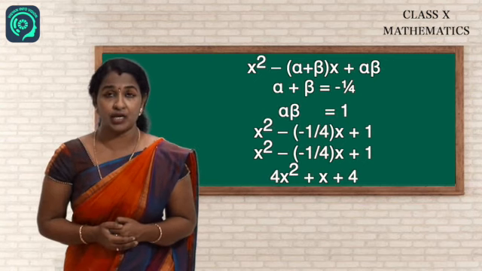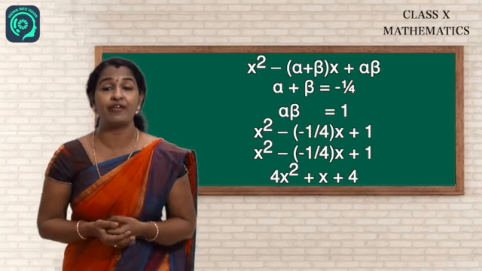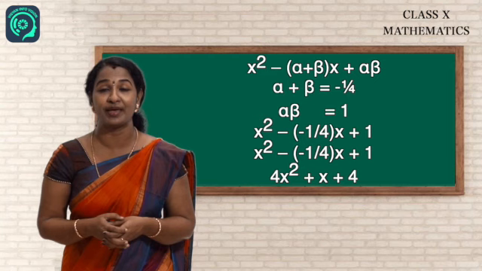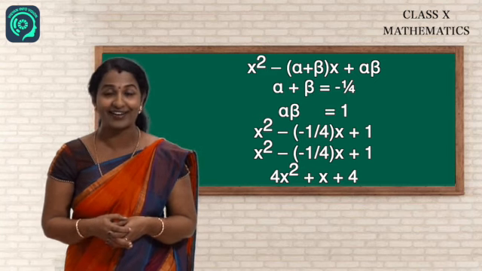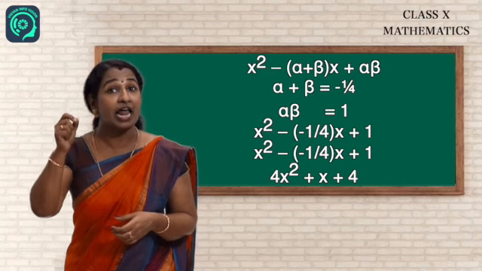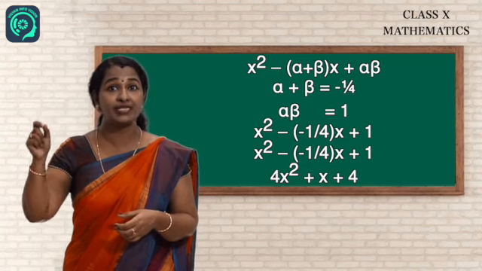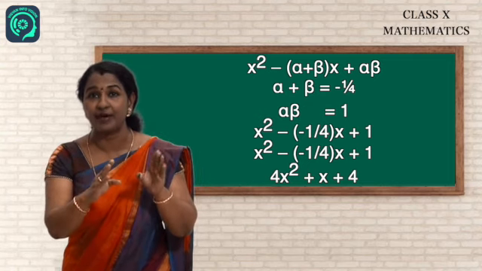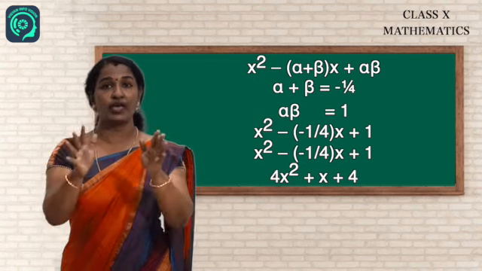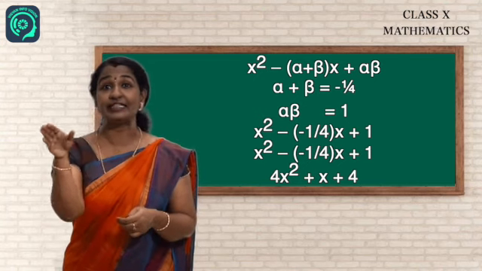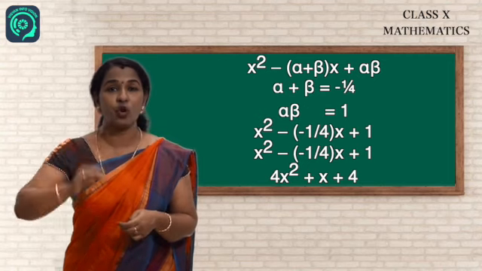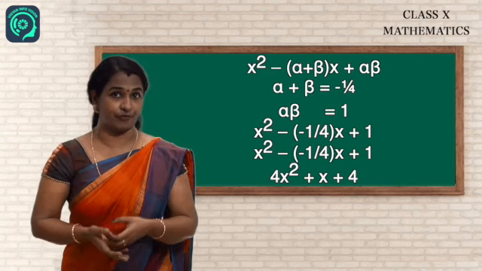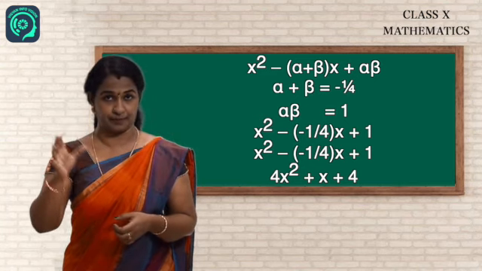Find a quadratic polynomial whose sum of zeros is minus 1 by 4 and product of zeros is 1. So, the standard form of a quadratic polynomial, if alpha and beta are the zeros, is x square minus (alpha plus beta) into x plus alpha beta. When you substitute the values of alpha plus beta and alpha beta given in the question, you can easily find it, and by eliminating the denominator, that is, multiplying throughout by the denominator, your quadratic polynomial will become the standard form, ax square plus bx plus c.